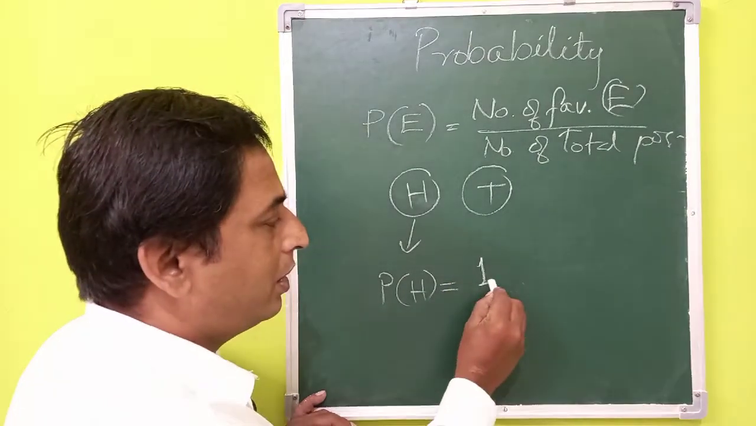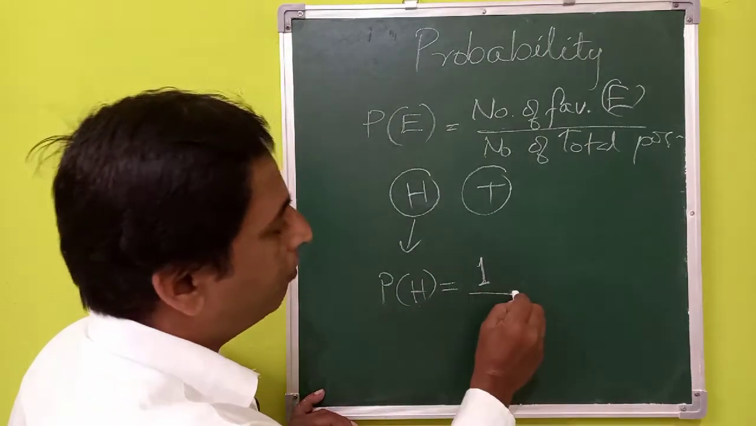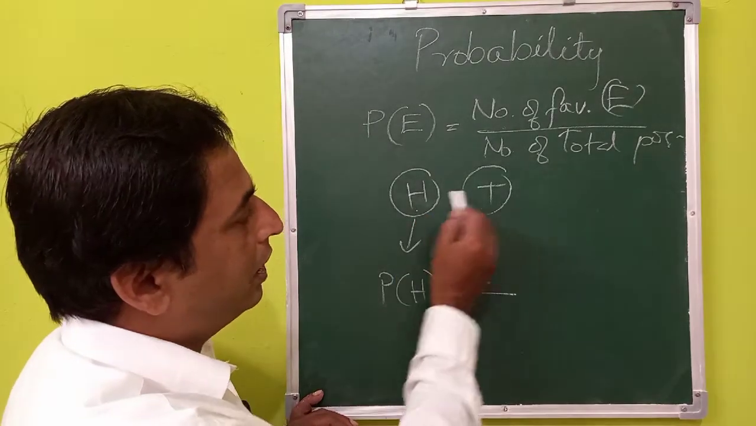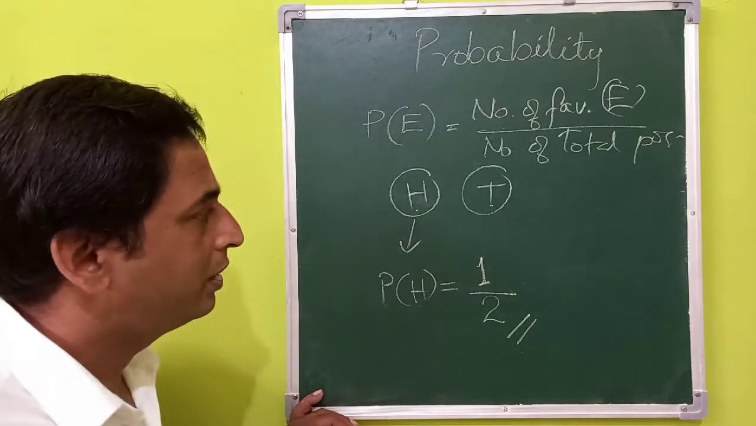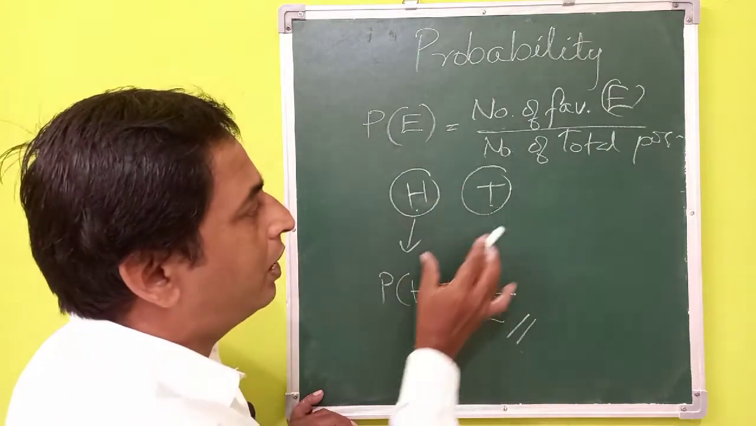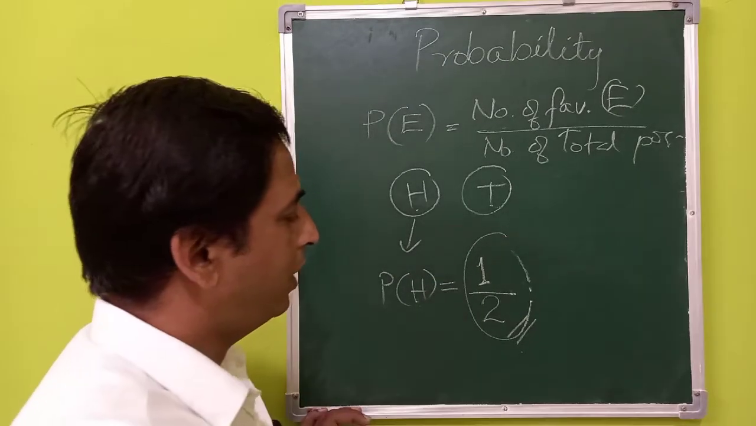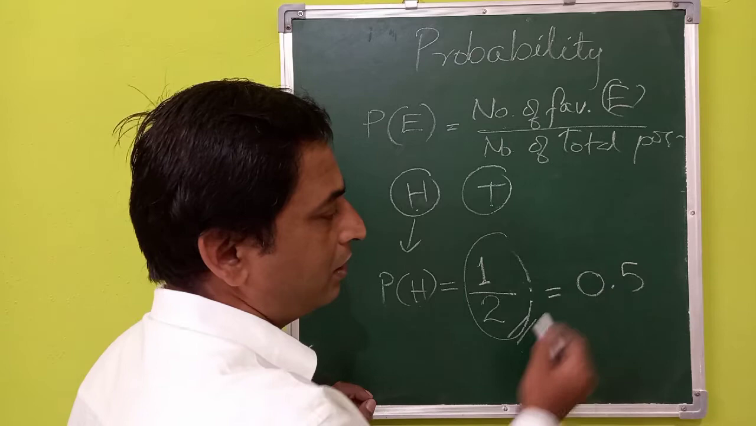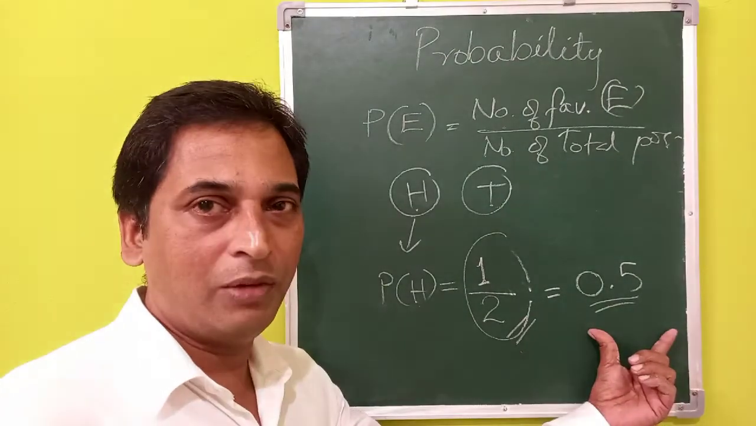So let us put 1 here as the number of favorable outcomes to that particular event, divided by the total possible outcomes. The total possible outcomes is either head or tail, that is 1 plus 1, that is 2. So this is the probability of getting a head. The probability of getting a tail is also the same, because there is one chance of getting a tail divided by the total possible outcomes, 2. So this is the probability of getting a head or tail in this case. This can also be written as a decimal, that is 0.5. So the probability can be written either in fractional form or in decimal form.